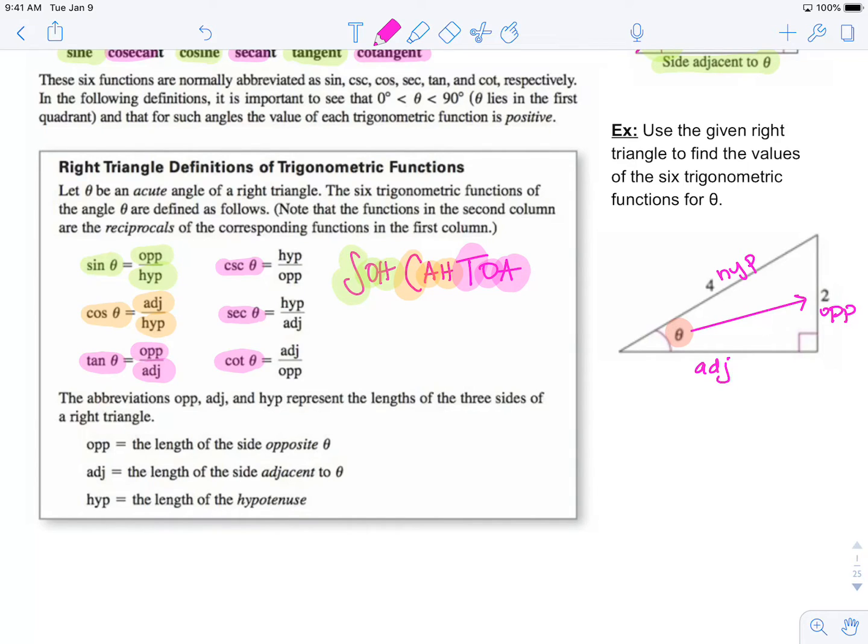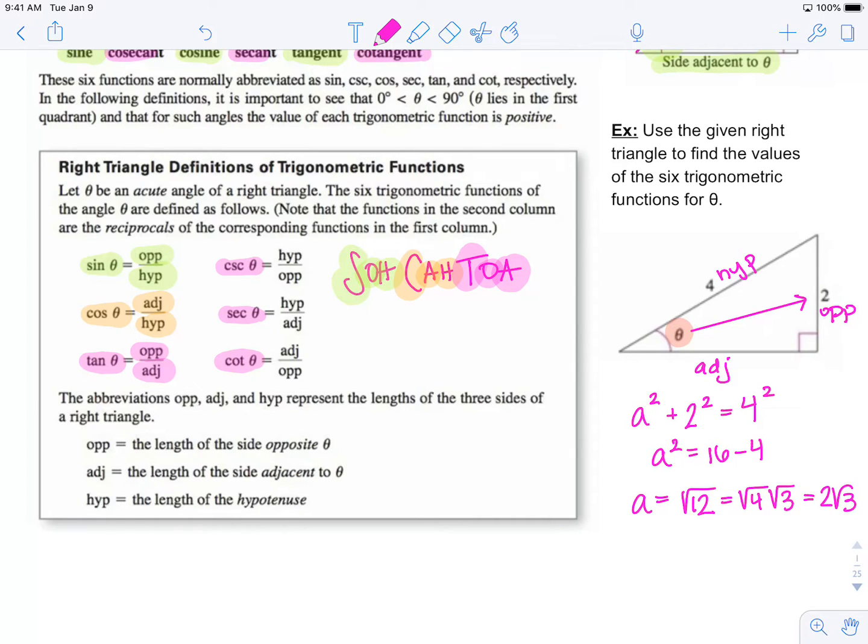Now, if you have 2 sides of a right triangle, you can find the third side using the Pythagorean theorem. So that adjacent side squared plus 2 squared equals the hypotenuse squared. Solving for a squared equals 16 minus 4. A equals the square root of 12. And remember, we always simplify our square roots by factoring out the largest possible perfect square, which in this case is 4. So a is 2 square root 3.